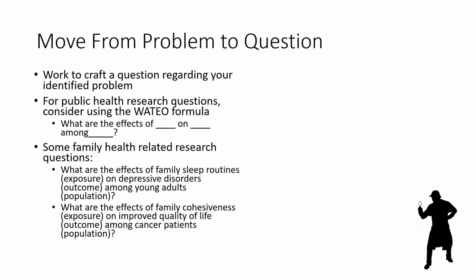For example, what are the effects of family sleep routines, which is the exposure, on depressive disorder, which is the outcome among young adults, which is our population? Or what are the effects of family cohesiveness, which is our exposure, on improved quality of life, which is our outcome among cancer patients, which would be our population?